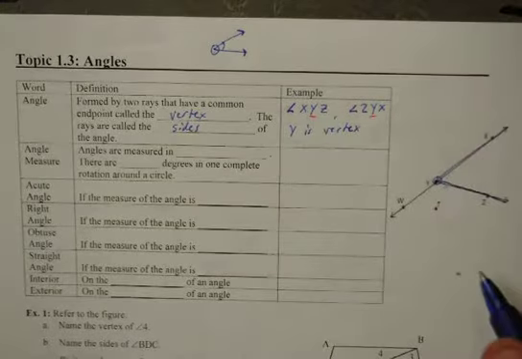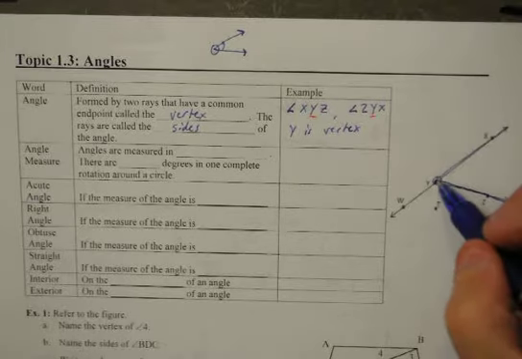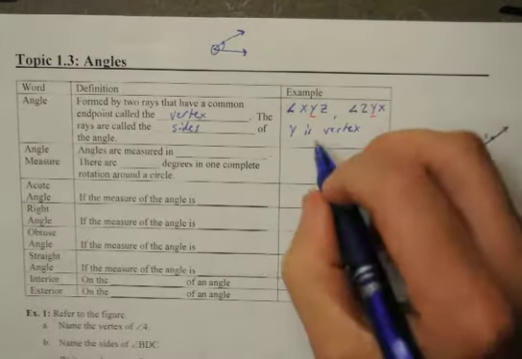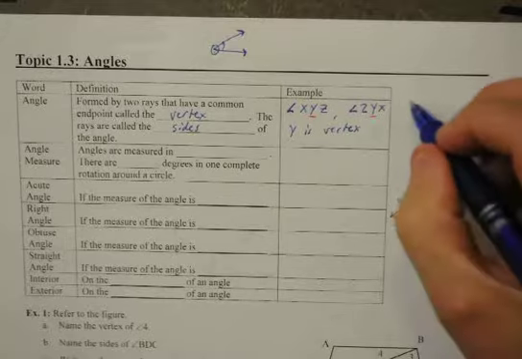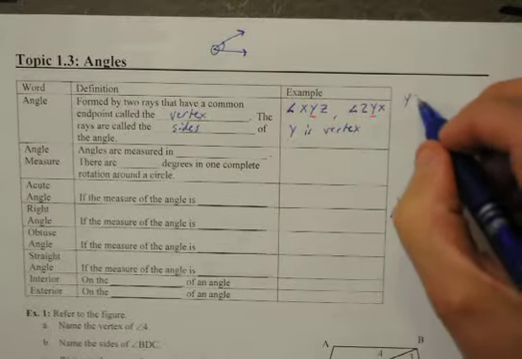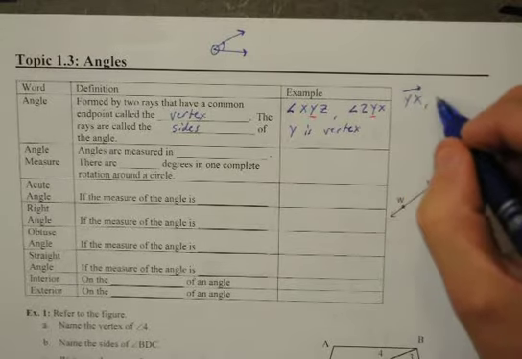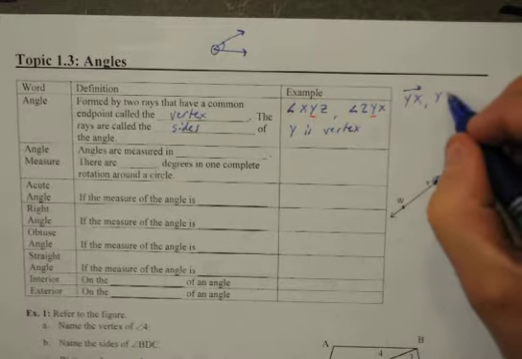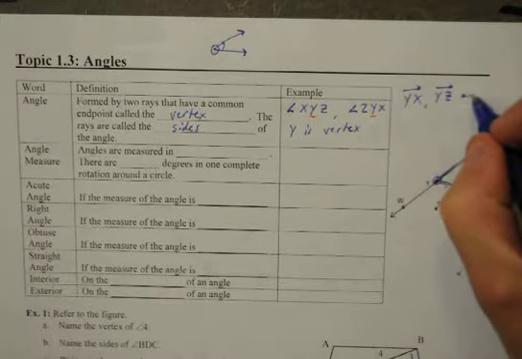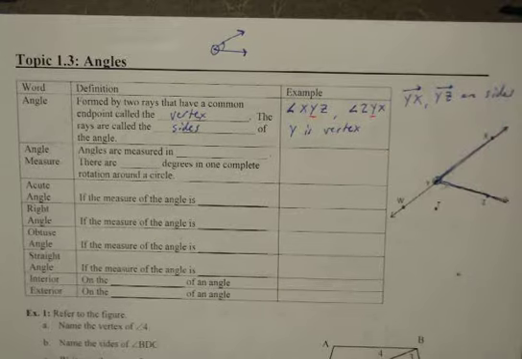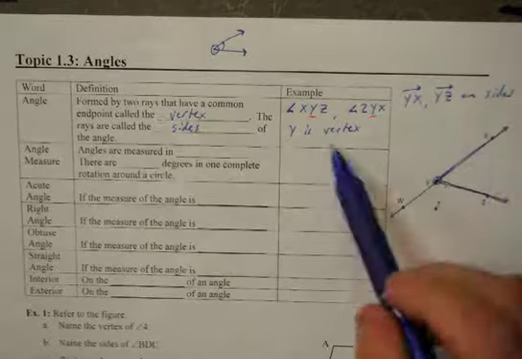So Y is the vertex, and then ray YX and ray YZ are the sides. Okay, so that is an angle.